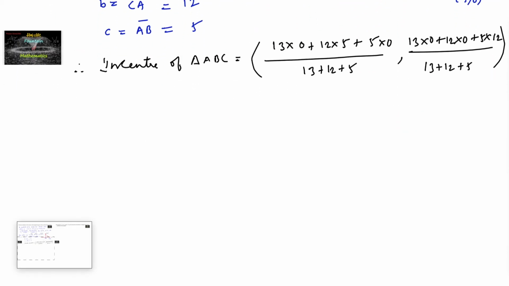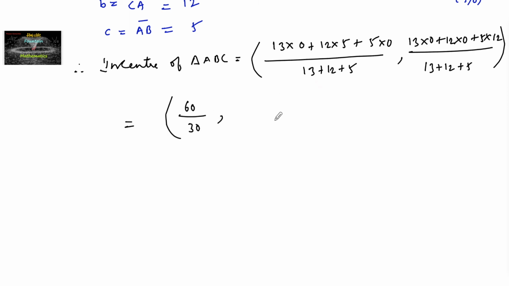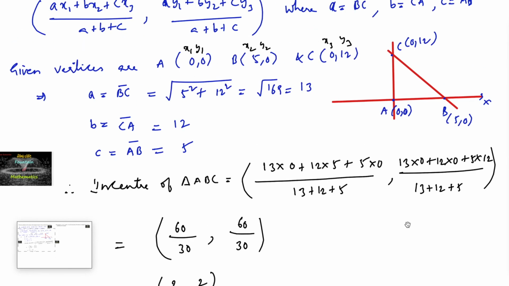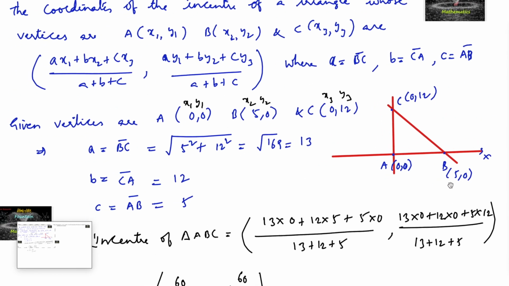So which equals to 12 fives are 60 upon 13 plus 12 is 25, plus 5 is 30, comma, and here again 12 fives are 60 upon 30. So 60 upon 30 is 2 and 60 upon 30 is 2, so we can give the answer (2, 2). So the incenter of triangle ABC is (2, 2).